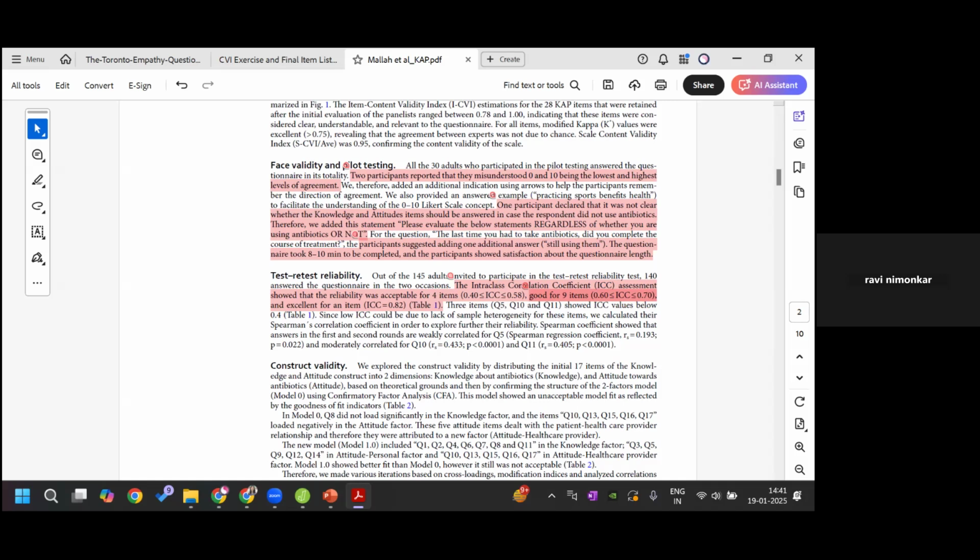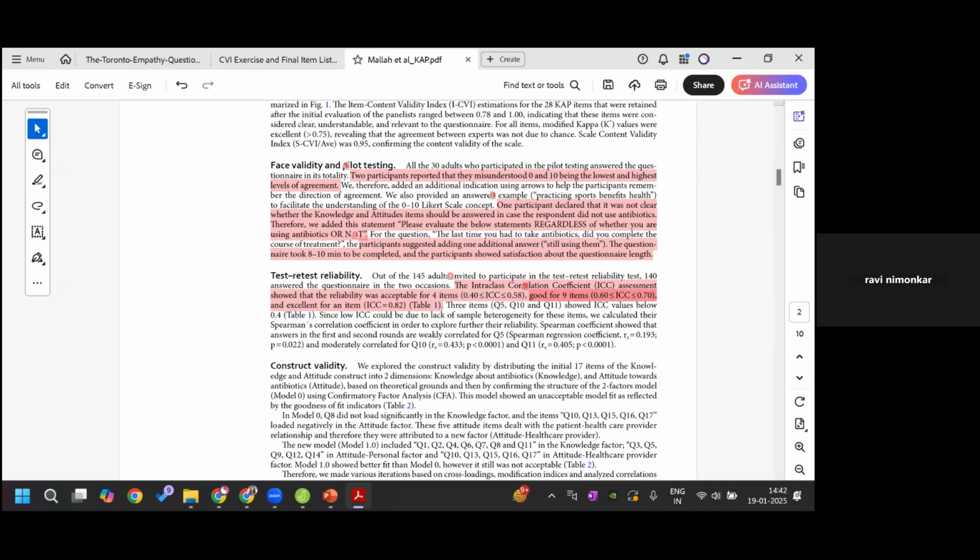scale concept. One participant declared that it was not clear whether the knowledge and attitudes items should be answered in case the respondent did not use antibiotics. Therefore, we added the statement, please evaluate the below statements regardless of whether you are using antibiotics or not. For the question, the last time you had to take antibiotics, did you complete the course of treatment? The participants suggested adding one additional answer, still using them. The questionnaire took 8 to 10 minutes to be completed, and the participants showed satisfaction about the questionnaire length.